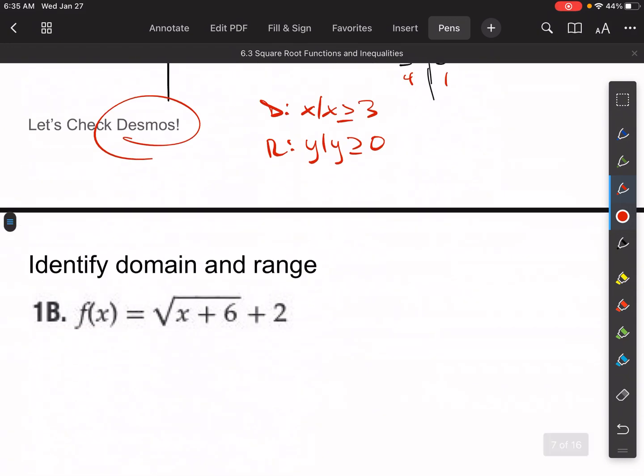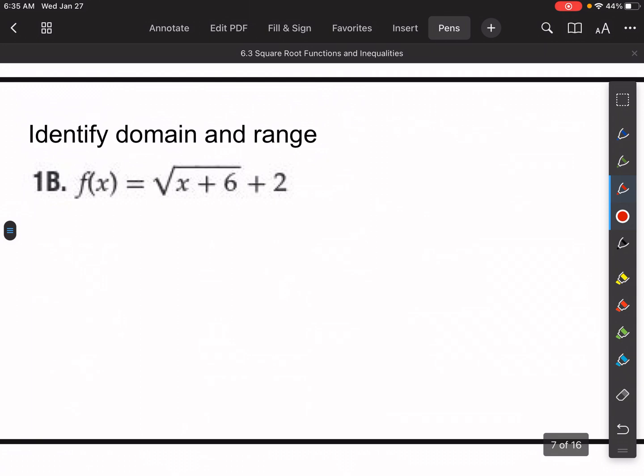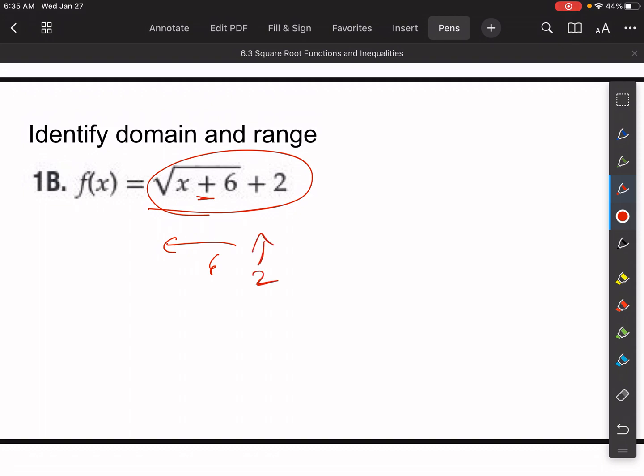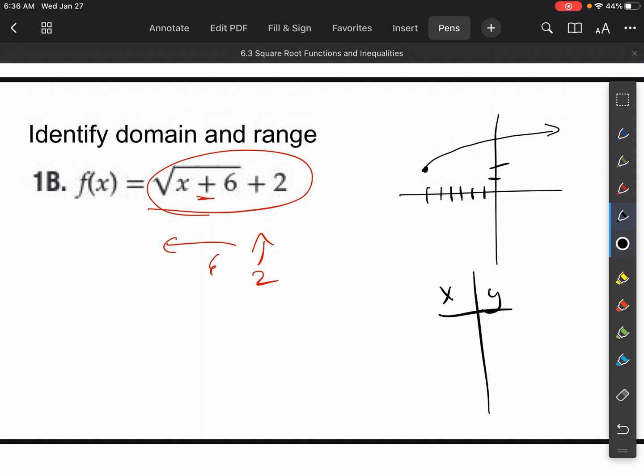Okay. Next we have this guy. Notice we have a shift to the left 6 because this is a positive here, and then we also have a shift up 2. So that's our transformations happening. So without doing much work, if you understand this concept, you would know that this thing is going to start right here, and then it's going to behave like it always has, and it's going to do something like this. If you don't see that, I encourage you to make an XY table for this.